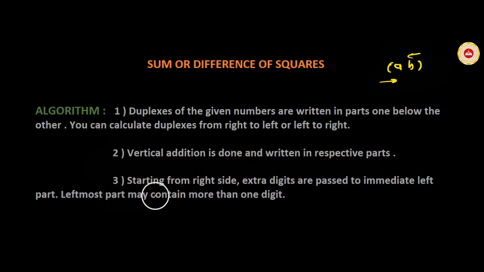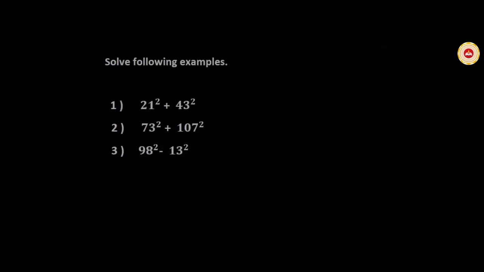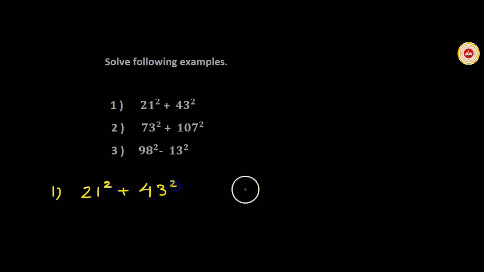Step number 3. Starting from right side, extra digits are passed to the immediate left part. Leftmost part may contain more than one digit. So let us practice these examples. First example is 21 squared plus 43 squared.